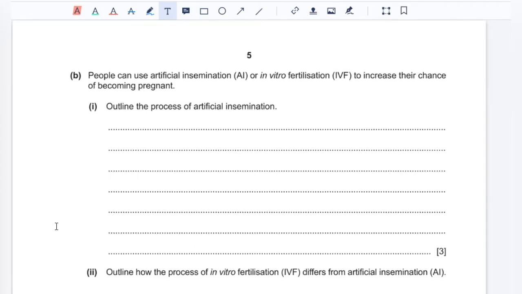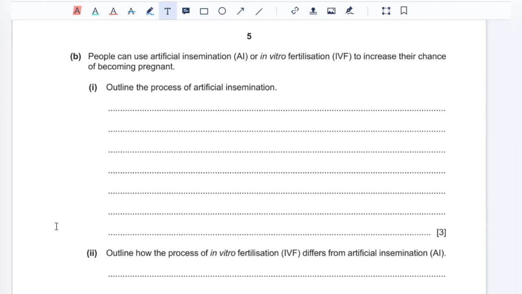B. People can use artificial insemination or in vitro fertilization to increase their chance of becoming pregnant. 1. Outline the process of artificial insemination. So, in this process, a sample of semen is collected from the father or the male donor, and it is injected into the uterus. This is done close to the time of ovulation, which means that the egg is more likely to be present in the oviduct, and so this will increase the chances of fertilization.